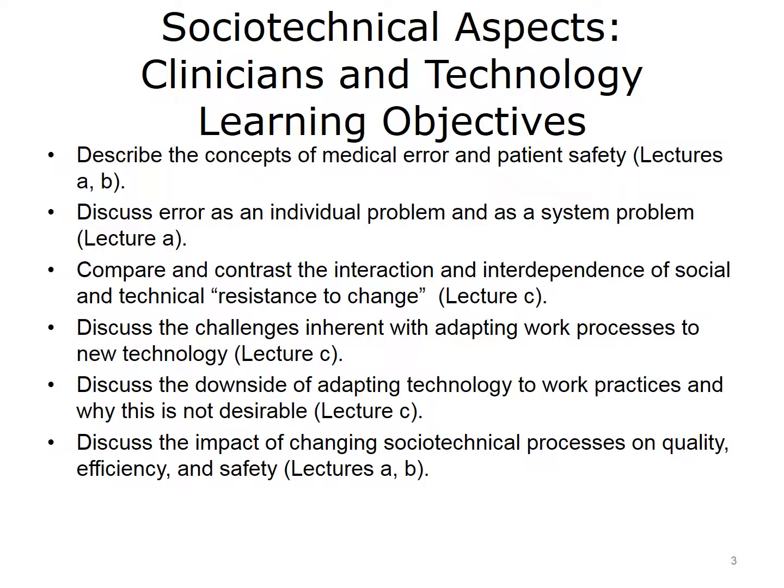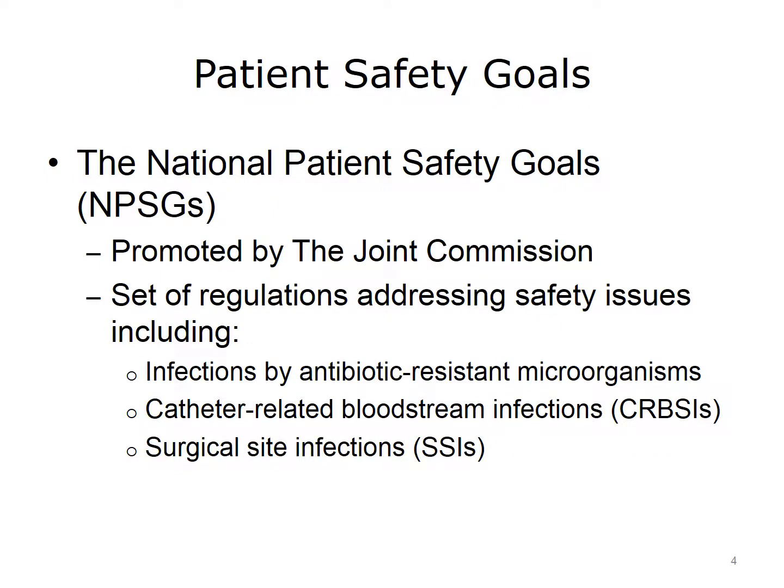The objectives for Sociotechnical Aspects, Clinicians and Technology, are to describe the concepts of medical error and patient safety, discuss error as an individual problem and as a system problem, compare and contrast the interaction and interdependence of social and technical resistance to change, discuss the challenges inherent with adapting work processes to new technology, discuss the downside of adapting technology to work practices and why this is not desirable, discuss the impact of changing sociotechnical processes on quality, efficiency, and safety. This lecture discusses patient safety.